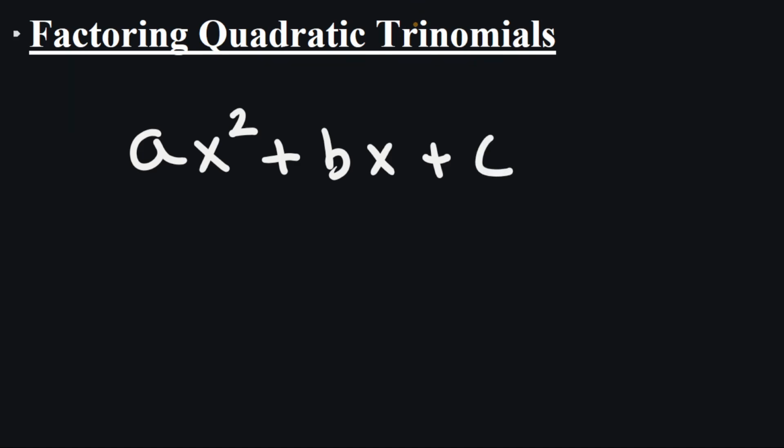ax² + bx + c. So you can see this is a trinomial because it has three terms, 1, 2, 3. And it is quadratic because it has a degree of 2. So the highest exponent in this trinomial is 2. So today I'll be showing you how to factor one of these.